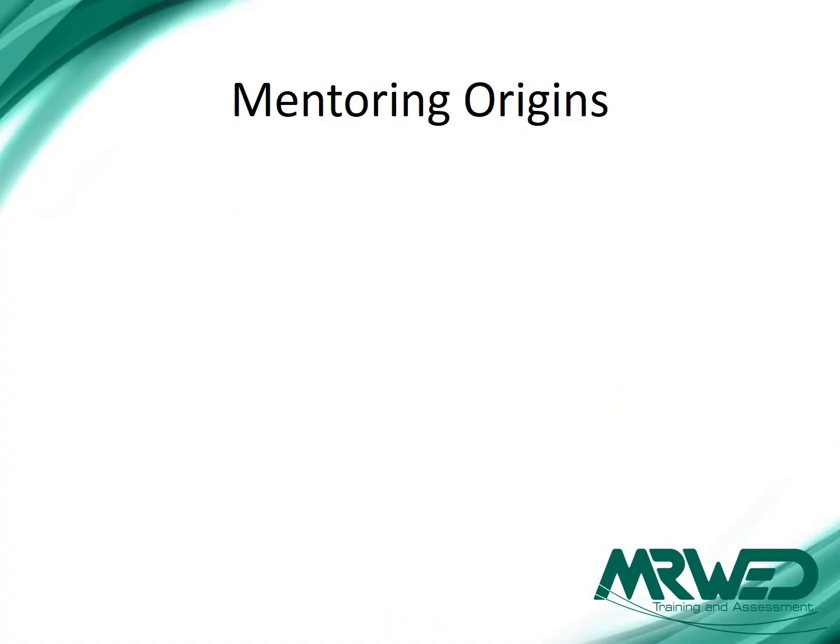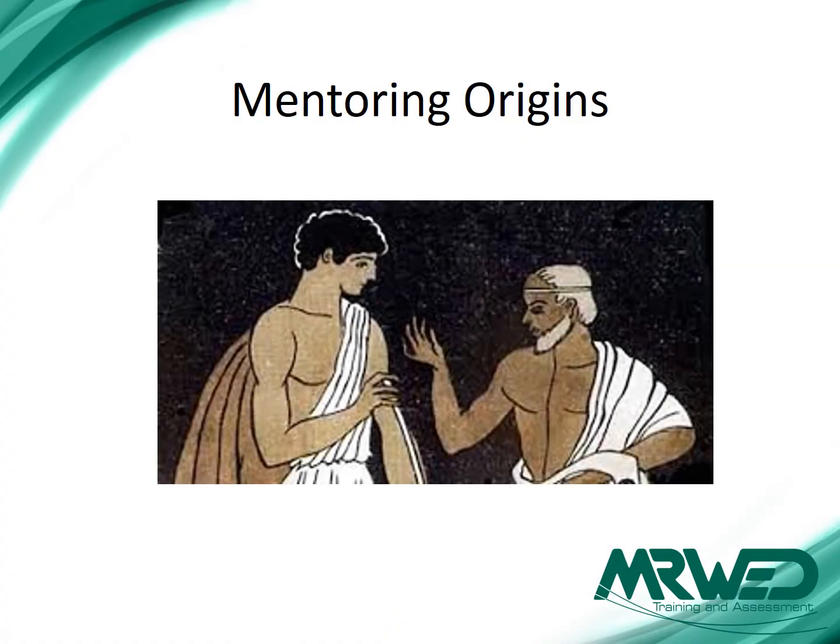Now, mentoring has its origins in ancient Greek mythology. Mentor was the trusted friend of King Odysseus, who put Mentor in charge of his son Telemachus when Odysseus headed out to the Trojan Wars. Mentor was a guide and an advisor to Telemachus, and that's generally how we understand mentoring today, to be a guide, to be that trusted advisor.